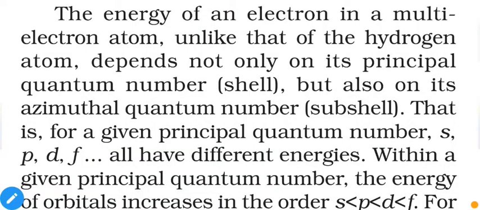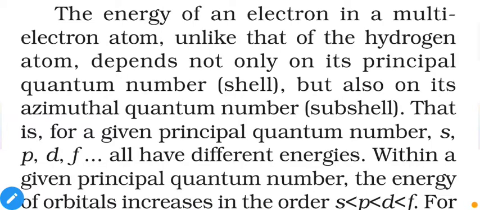So now the next discussion is about the energy of electrons in multi-electronic species. Unlike the hydrogen atom, if you have more than one electron, then energy also depends on the azimuthal quantum number or subsidiary quantum number. That means in uni-electronic species, energy only depends on principal quantum number n. But if you have more than one electron, then the L value or azimuthal quantum number also participates in deciding energy. So let us discuss how we can identify the energy of electrons from the given principal quantum number and azimuthal quantum number.